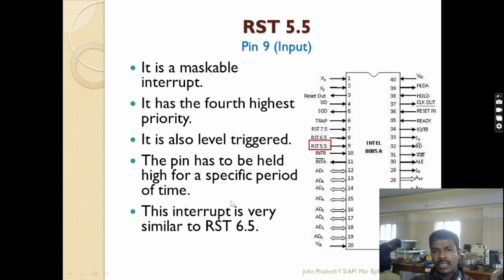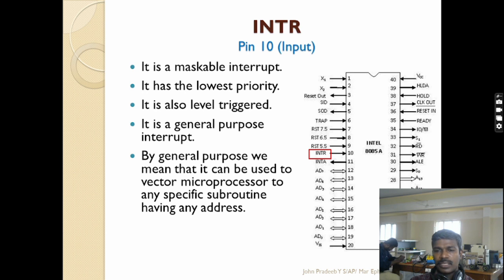The next, RST 5.5, has the fourth highest priority. It is also maskable and level triggered. This pin is very similar to the 6.5 pin, but the priority differs. The next is INTR, which has the lowest priority among the 5 interrupts. It is also maskable and level triggered. It is used for general purpose interrupts.